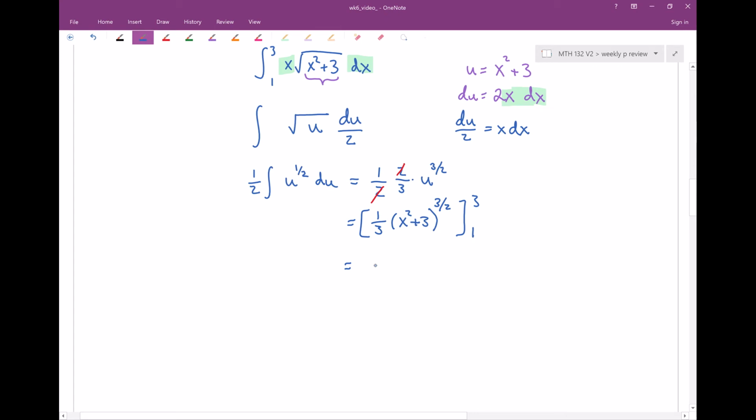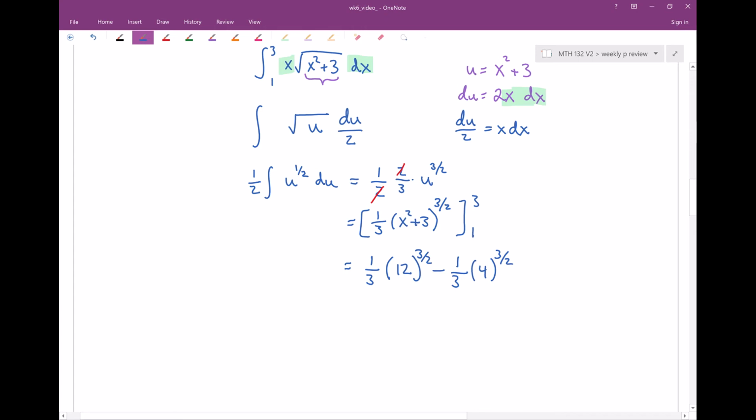So if I go ahead and plug in 3, let's see, I'm going to have 3 squared, that's 9, plus 3, that's going to be 12, raised to the 3/2. And then I'm going to subtract away when I plug in 1. So if I plug in 1, this is going to be 1 squared, that's 1, plus 3 is going to be 4, raised to the 3/2.